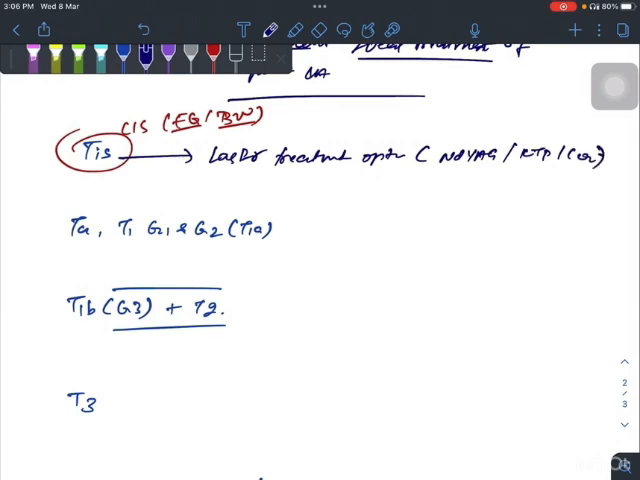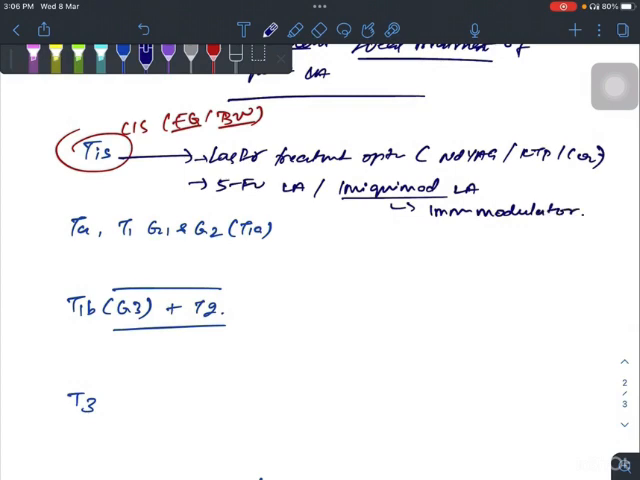Then this 5-fluorouracil local application or imiquimod local application is there. These are immunomodulators. Imiquimod is the immunomodulator. So for TIS, this imiquimod is the treatment of choice. Remember that.